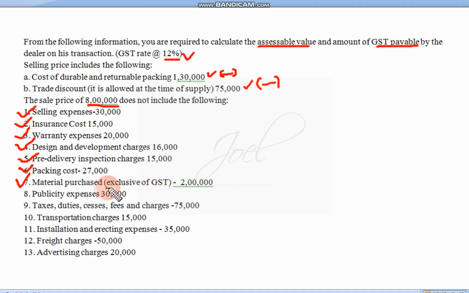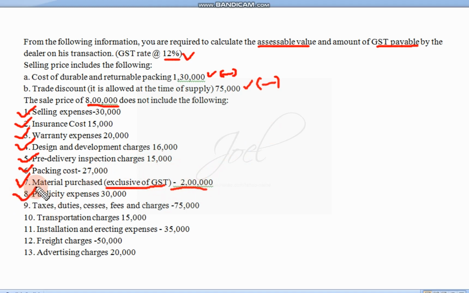So input tax credit, like when he is purchasing the materials, he is paying tax, so that tax he will get as an exemption. But about input tax credit we are going to see in the next chapter, so now it is not much important. So this 2 lakh we are considering, we are adding it.